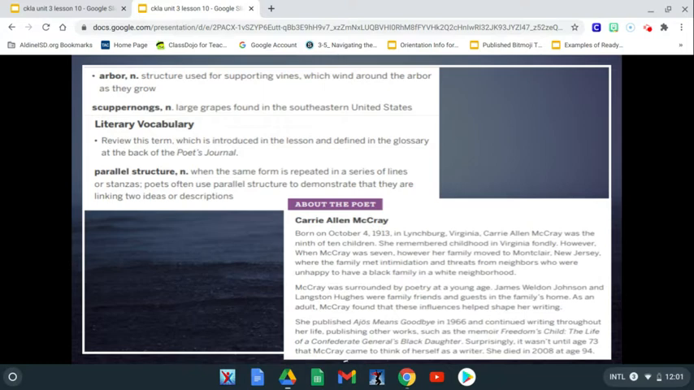Okay, so then also, besides our literary and core vocabulary word, before we go into our poem, we always like to have some background knowledge on the poet, the author of the poem. Her name is Carrie Allen McCrae, the author of Strange Patterns. She was born in 1913, so that was a while back. She was the ninth of 10 children. She was very, very aware of her environment. She talks about how there were threats from neighbors and how they were unhappy to have a Black family in their white neighborhood, and that she was also surrounded by poetry at a young age. So she wrote different books. So always take the time to read the about-the-poet section in your poetry journals, just so that we continue to know about our poet and have that background knowledge before we dive into our poem.